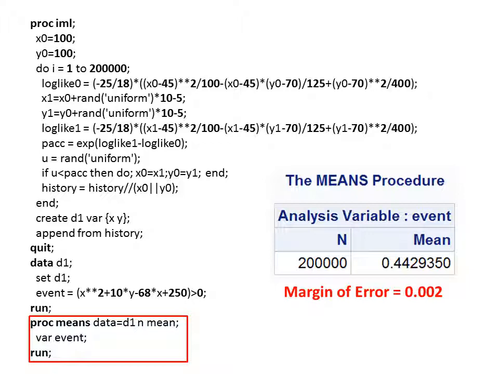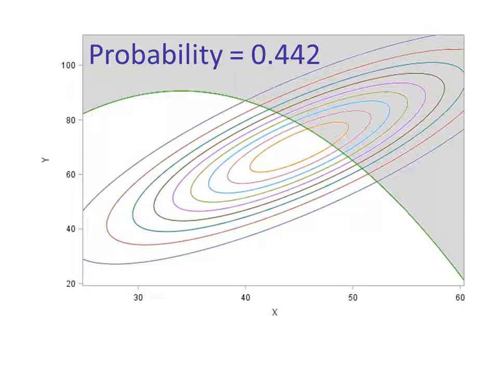and we get this probability of 0.4429. So we can calculate the margin of error, which is a reflection of how accurately we're able to estimate this probability. And we see that for this particular probability with this number of draws, we have a margin of error of 0.002. If it needed to be more precise, then you could just take more samples. So the probability of the event that we're interested in here is 0.442, the shaded region, according to this bivariate density. So this is how the Metropolis-Hastings algorithm works.